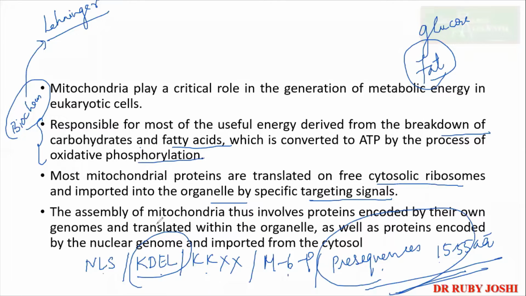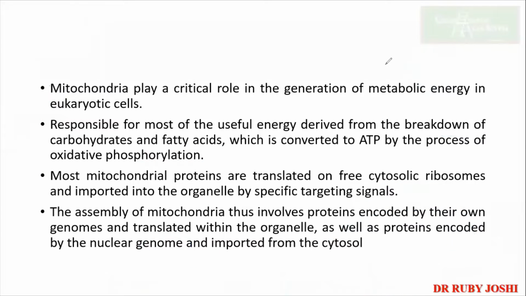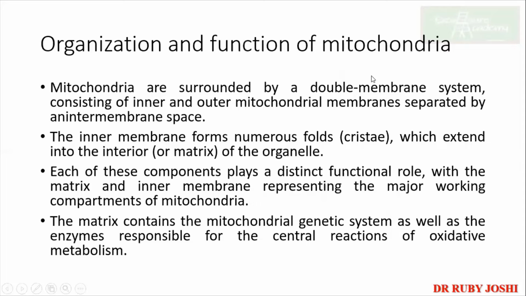So the assembly of mitochondria involves proteins which are encoded by their own genome and translated within the organelle, as well as proteins encoded by the nuclear genome. Here we know that mitochondria has got its own genome, correct? So when it has its own genome, obviously it has its own RNA, tRNA, and ribosomal proteins which will be translated. That's why the targeting of proteins to the mitochondria is going to vary between the mitochondrial genome and the nuclear genome.